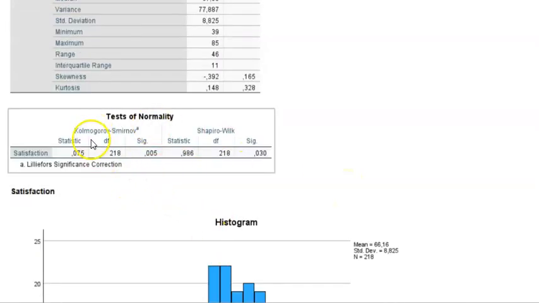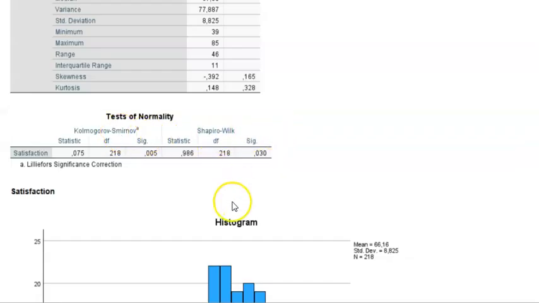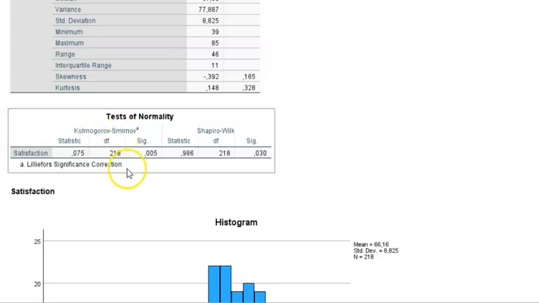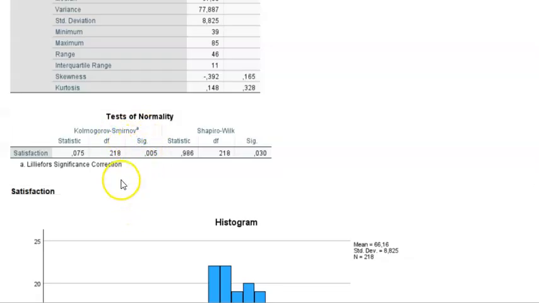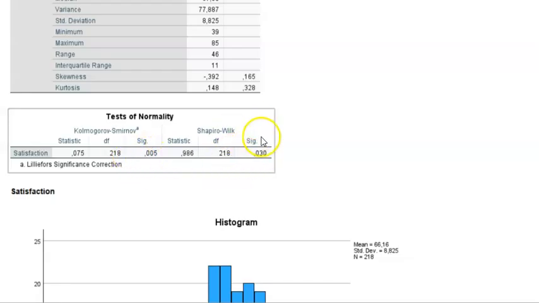Here you have two kinds of tests of normality: the KS test, the Kolmogorov-Smirnov test, and the Shapiro-Wilk. The Shapiro-Wilk is more generous, and the KS test is very rigorous, so it is very difficult to have a significance level showing that normality is satisfied. You can see that this is less than 0.05, much less than 0.05. Please remember, significance was less than 0.05. This one is also less than 0.05.